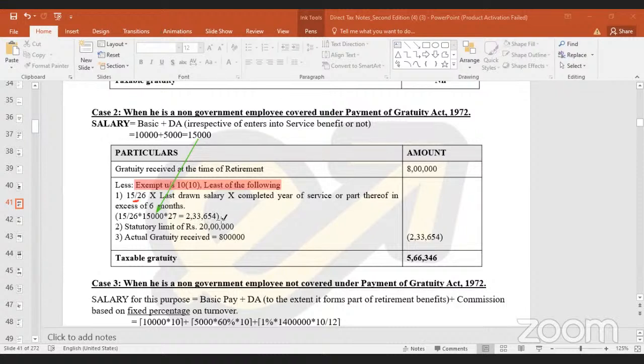The statutory limit is going to be 20 lakhs. Next, actual gratuity received. The actual gratuity received figure is going to be 8 lakh. What is the least over here? The least is going to be 2,33,654. This least figure we have brought outside. So 8 lakh minus 2,33,654, the taxable gratuity figure is going to be 5,66,346.